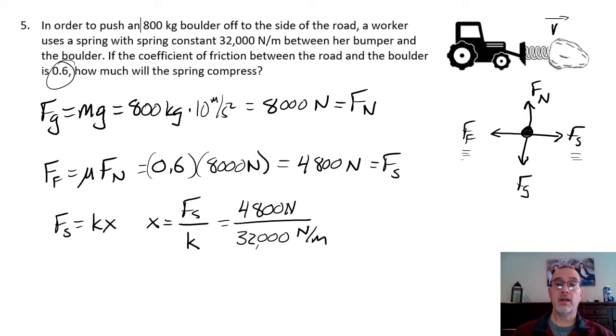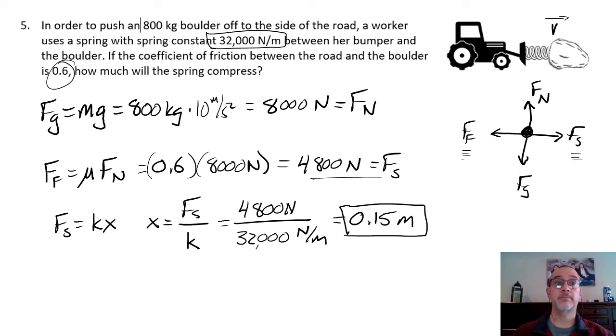Plugging in the 4,800 newtons for the spring force that we got before, and the 32,000 newtons per meter for the spring constant that was given up in the problem, we get a value of 0.15, and of course newtons divided by the quantity newtons per meter is going to give us meters. So 0.15 meters is how much that spring is compressed.